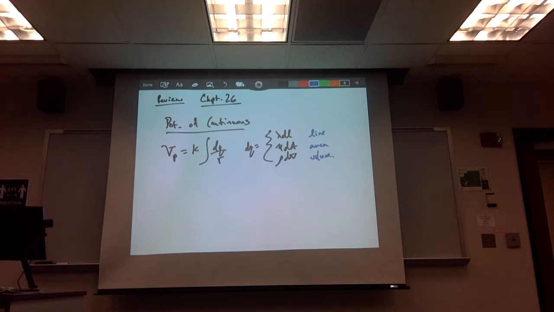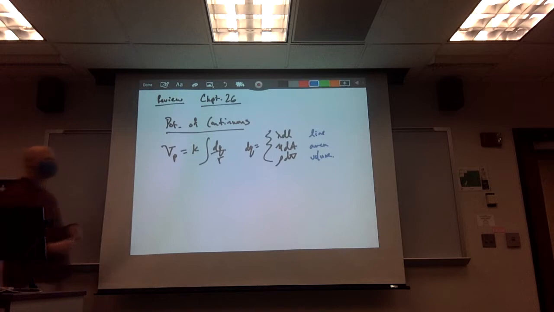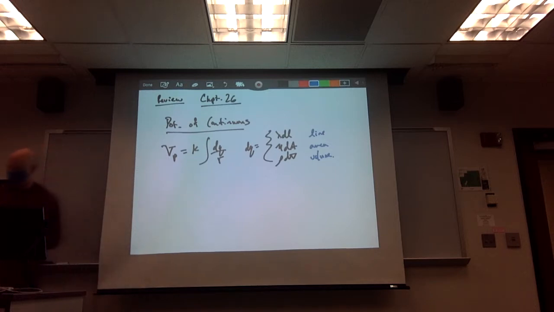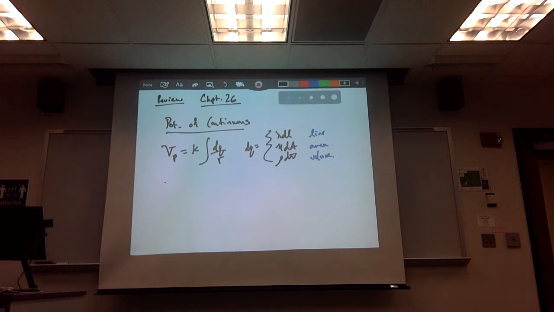Now, technically this is the potential difference at a point P relative to where it's 0, which is spatial infinity. So this is my object, this is my point P, and this potential is relative to where it is equal to 0 when r is equal to infinity.